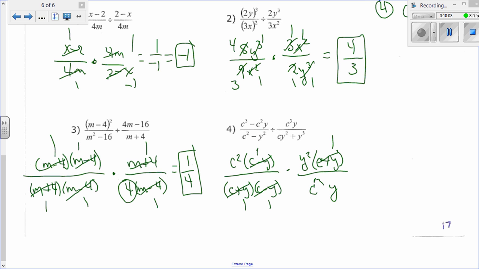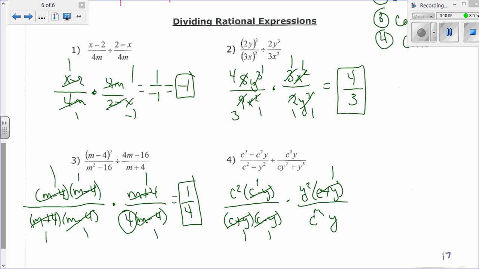It's hard to see. Hang on, let me get that so it looks good. So c cubed. And this is c squared. So c squared becomes 1 and c cubed becomes c. And then I have a y, it becomes 1, and a y squared, that becomes a y. So when all is said and done, I'm just left with y in the numerator. I'm just left with c in the denominator. So I have y over c.